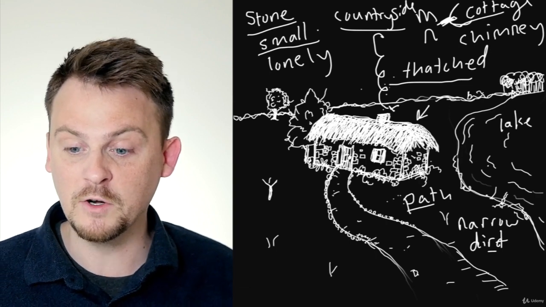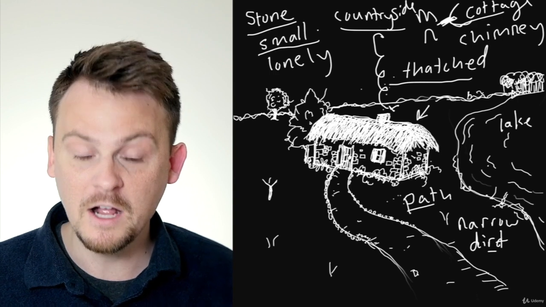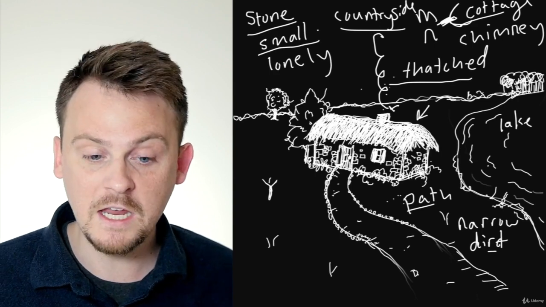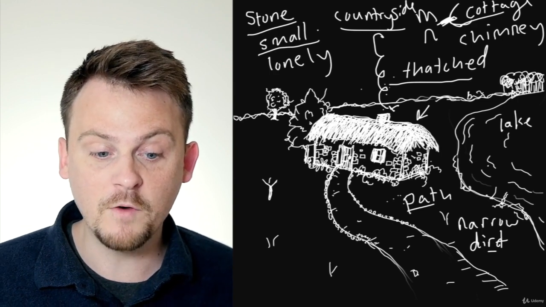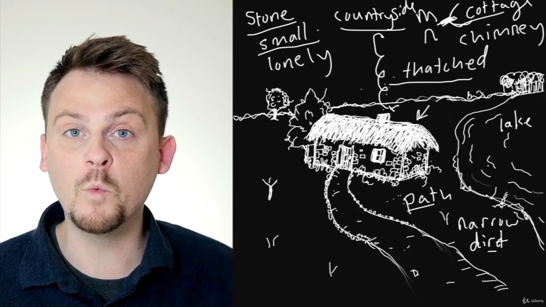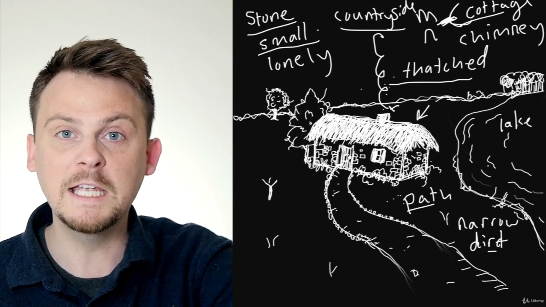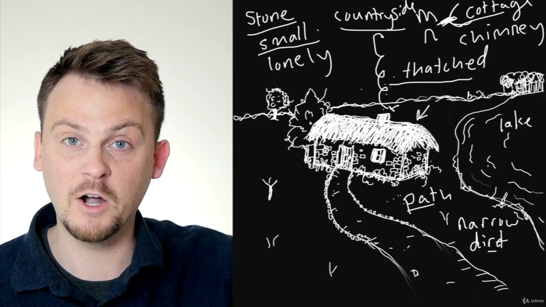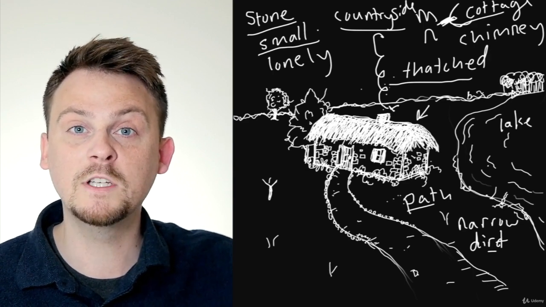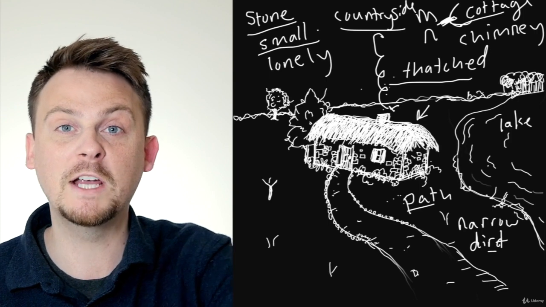Okay, so there's a narrow dirt path that is leading away from the wooden front door, or leading toward something. Leading away from means it begins there and goes away. Leading toward something is what it's moving in the direction of.